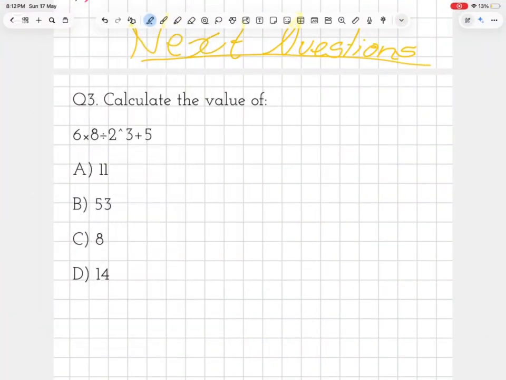Well, now let's move on to question 3. 6 multiplied by 8 divided by 2 cubed plus 5. Here we can see we've been given four operations: an exponent, an addition, a multiplication, and a division. But first we'll solve our exponent, which will give us 8, and then multiply 6 multiplied by 8. But first we'll need to do 8 divided by 8.